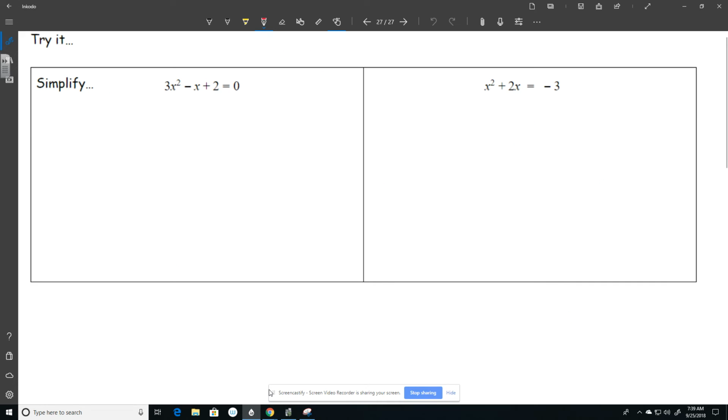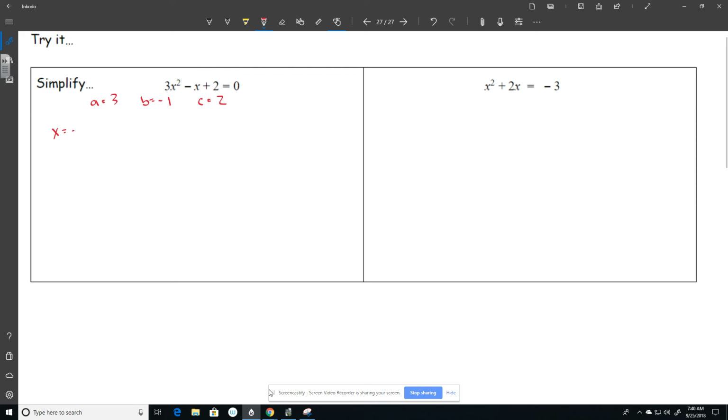Let's try one of these, just all by itself. I'm going to do the one on the left. The one on the right, you have to change into standard form. I'll let you do that by yourself. This one's already in standard form, so I want to do that one. a equals 3, b equals -1, c equals 2. So x equals... I'm looking for solutions. I don't know yet if they're going to be real, imaginary, one solution. All I know is I want to use the quadratic formula. I don't want to factor that.